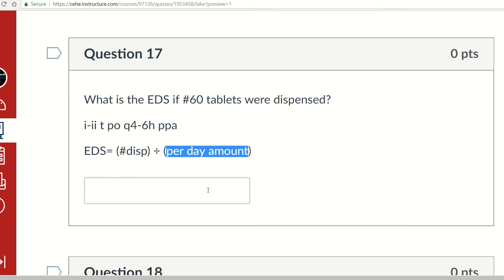So when would they come back for a refill? After how many days? 5 days, yeah. Do 60 divided by 12. So they would finish up at the end of 5 days, so they should come back on day 6 or so, right? So that's the importance of EDS. That triggers the reorder point, when we expect the patient to come back for a refill. So you just take the amount dispensed divided by the maximum that they can take in a day. And if there's ever a fraction of a day, just round down to the nearest day.